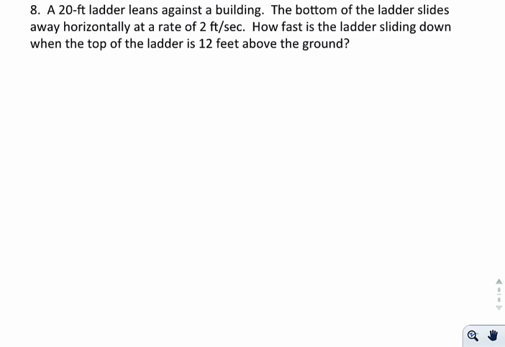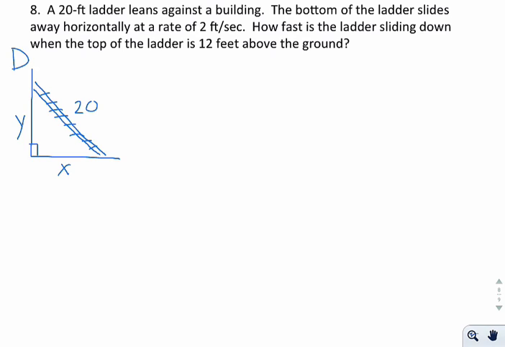In number 8, a 20-foot ladder leans against a building. The bottom of the ladder slides away horizontally at a rate of 2 feet per second. So how fast is the ladder sliding down when the top of the ladder is 12 feet above the ground? So here's our building, and here's the ground, and then here is our ladder. So we know the ladder is 20 feet long, so we'll just put 20 there. And we know that this is going to be a right angle, and we'll just call this length x and this length y. So here's our drawing there.